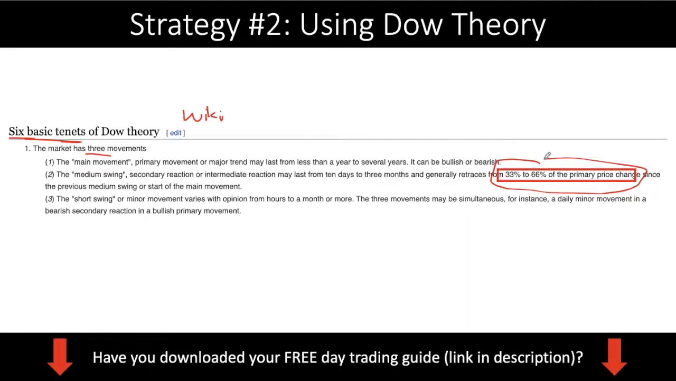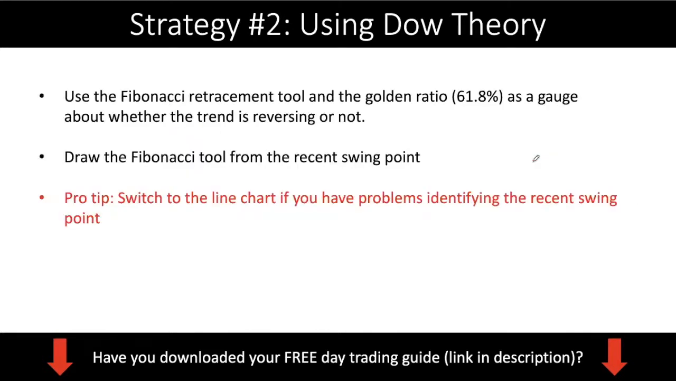I'll just read it to you. It says over here that the medium swing or secondary reaction or intermediate reaction may last from 10 days to 3 months and generally retraces from 33 to 66% of the primary price change since the previous medium swing or start of the main movement. So the key is 33% to 66%.